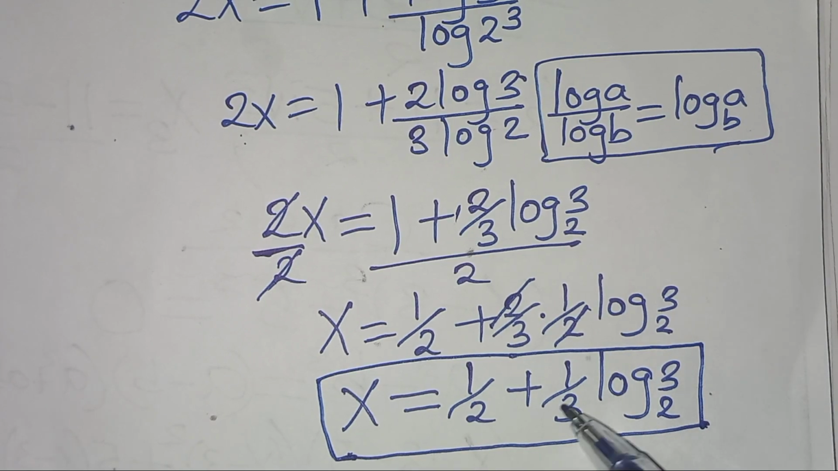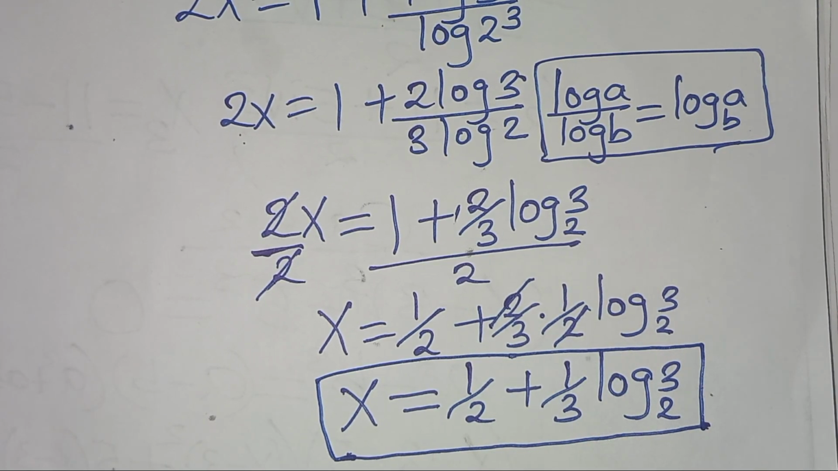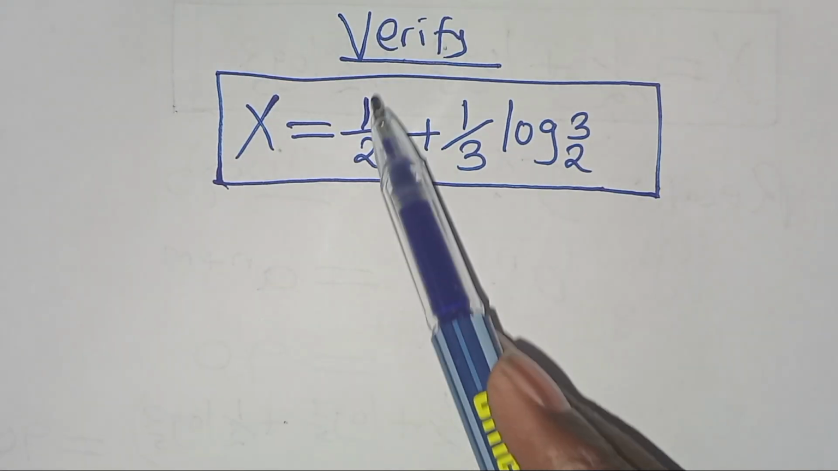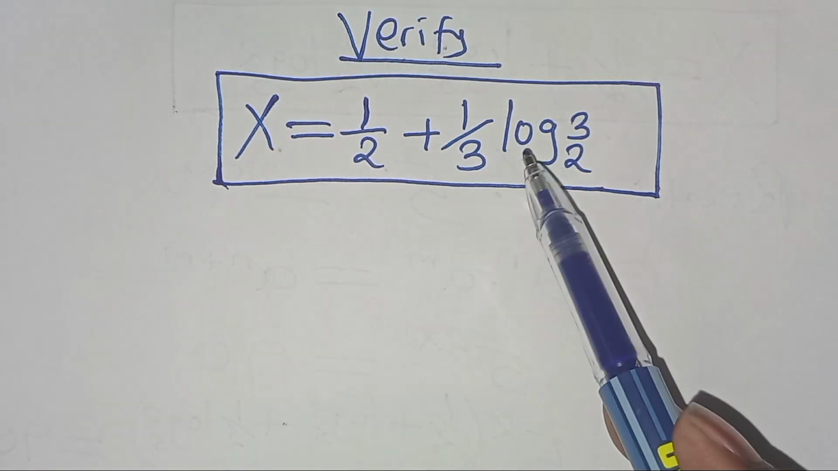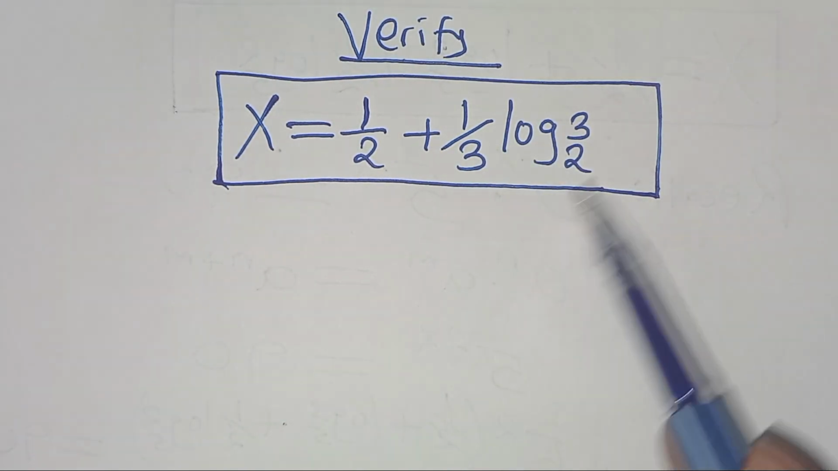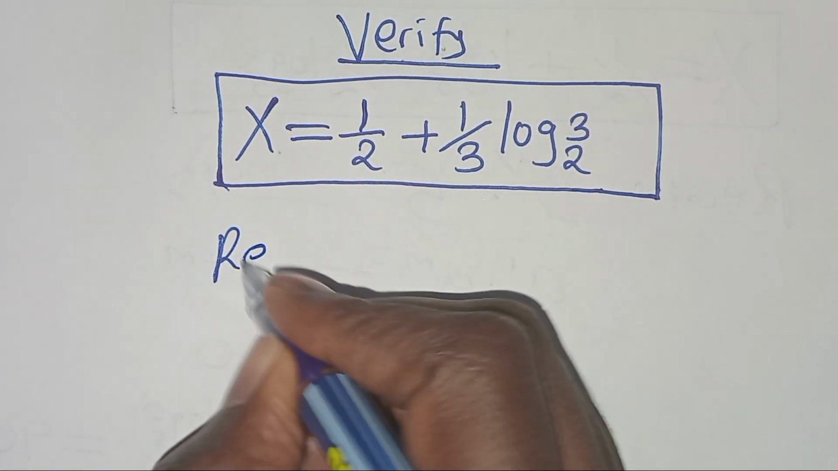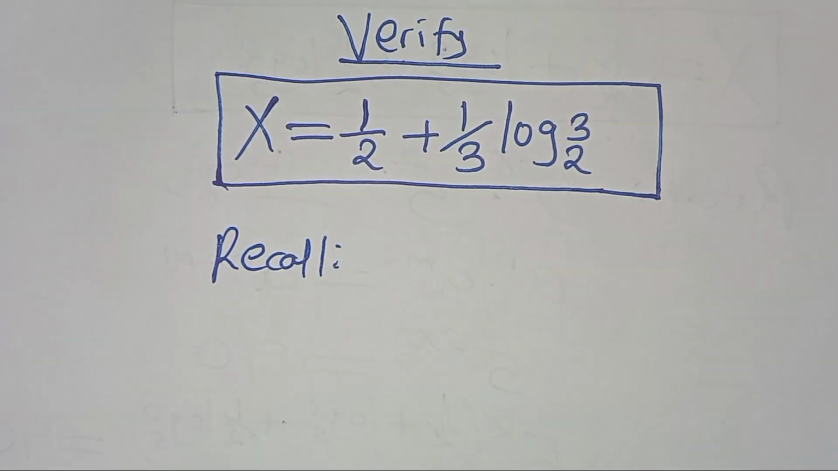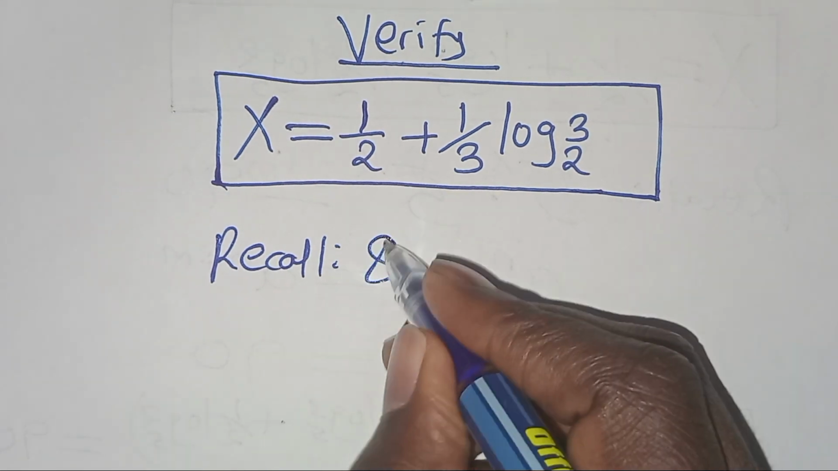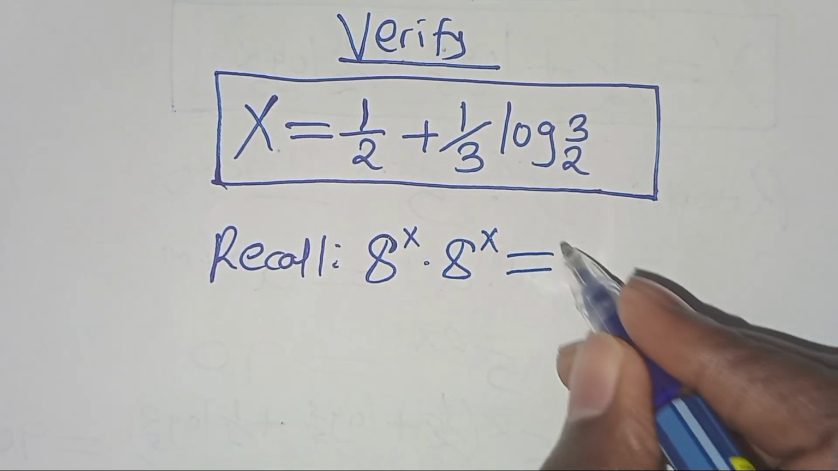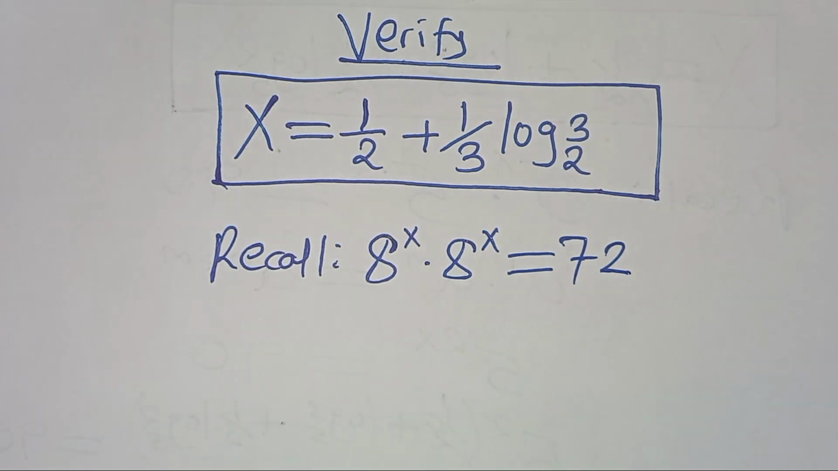So let's verify that this value of x actually satisfies the equation by following these steps. Now let's verify that this value of x, which is equal to half plus 1 over 3 log 3 to base 2, actually satisfies the equation. Now, if you recall here, we had 8 to the power x multiplied by 8 to the power x. This should give us a value of 72.